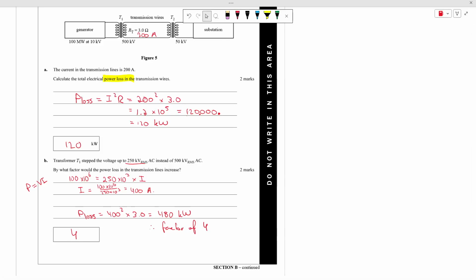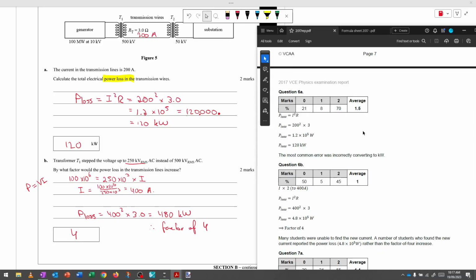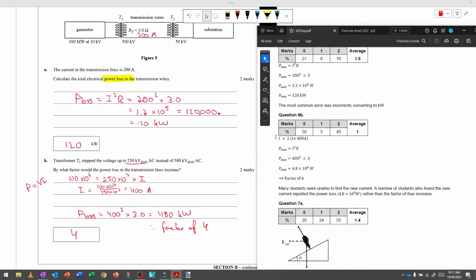Let's have a read of your examiner's report. The current doubles, that's what our calculation showed us. Now using that new current in your power loss formula, you get this number, and comparing that to the original power loss, that's an increase by a factor of 4. Many students were unable to find the new current. A number of students who found the new current reported the power loss rather than the factor, so they wrote the power loss number in here. Just make sure you read the question. What does it actually want you to write down as your answer?